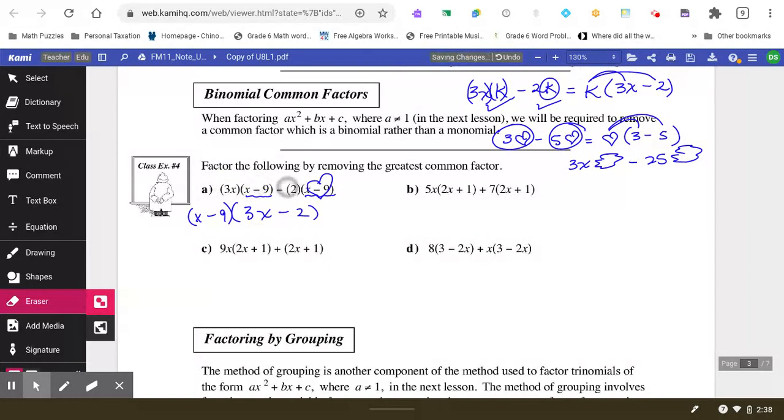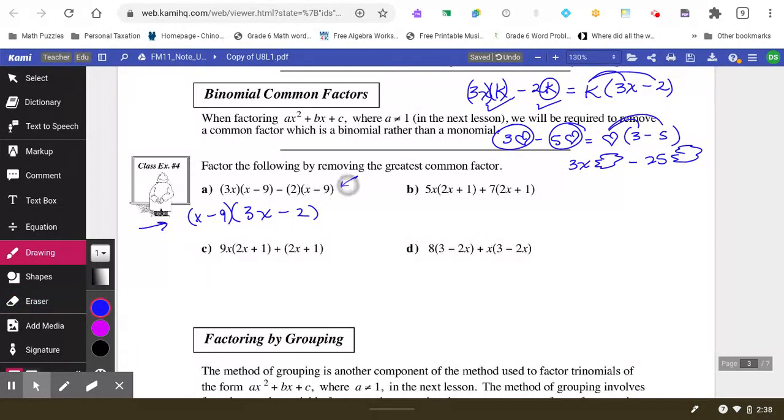By the way, if I was to multiply these all out, if I was to multiply this line out and this line out, I would get the same answer. Okay, we move over to B. What's common? It's 2x plus 1. It's multiplied by 5x and by 7. Rip out the heart. Put it in parentheses because all of it is being multiplied by 5x and 7.